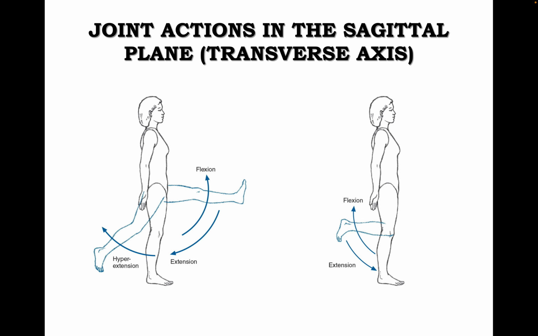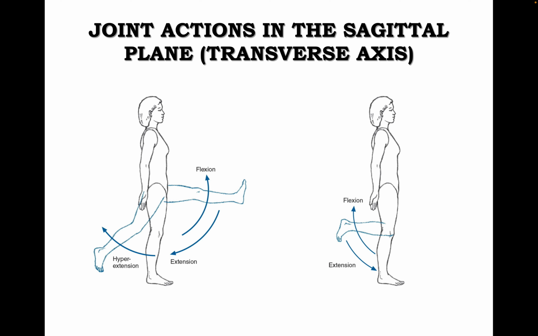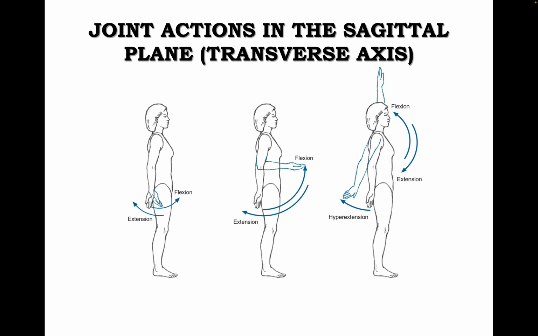So essentially, all these in this slide and in this slide are examples of movements that occur in that sagittal plane. So flexion and extension movements occur in the sagittal plane, meaning that they move about the transverse axis of rotation. One other thing to note: these flexion and extension movements, when they refer to the arms and the legs, from the anatomical position, flexion movements always go up, extension movements always go down from that anatomical position.